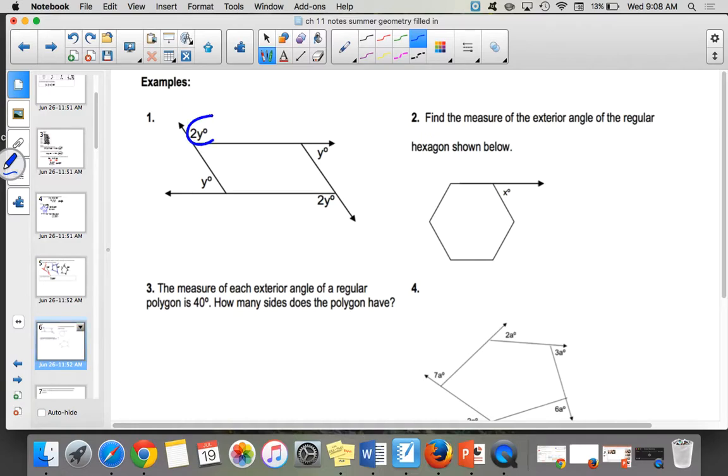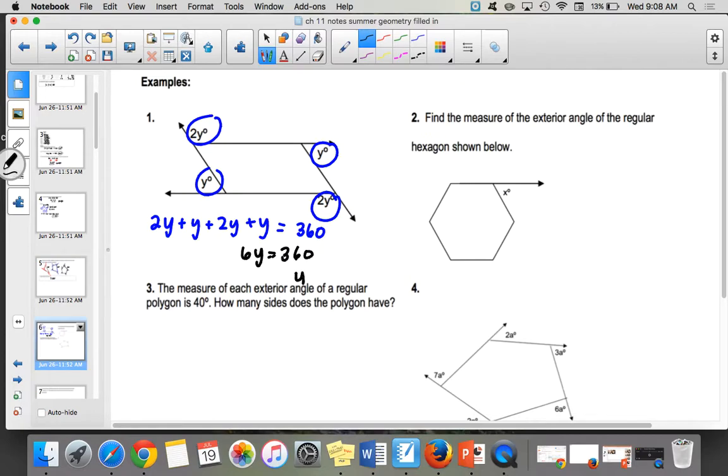So these are all exterior angles. They're on the outside of the shape. So that means that 2y added to y added to 2y added to y has to equal 360. So we get 6y equals 360. So y equals 60.